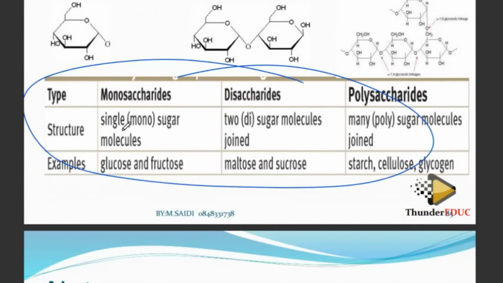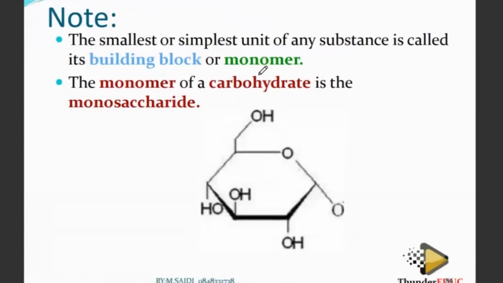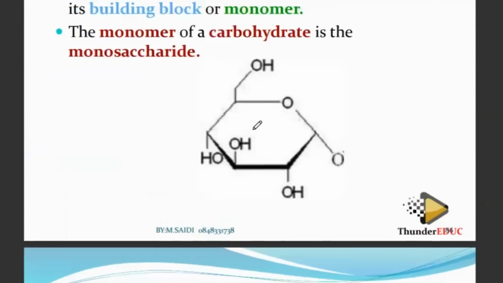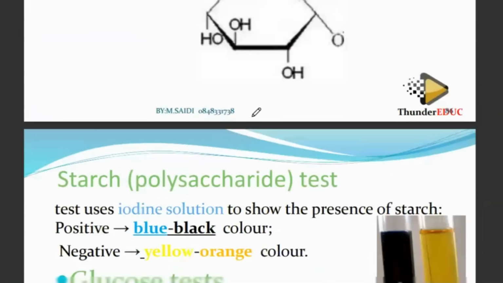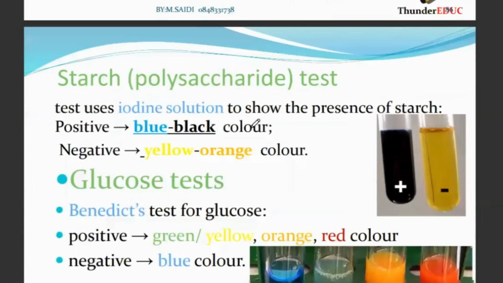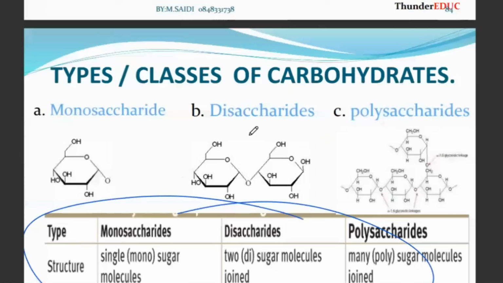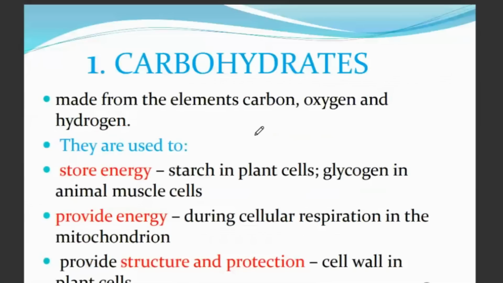Monosaccharides, single sugar, examples glucose and fructose. Then disaccharides, two sugars, maltose. I'm not teaching, please find out. Then the functions of glucose. You have to know the functions of glucose. Where do you find them? Here. You find them here. The functions. Why are they used?